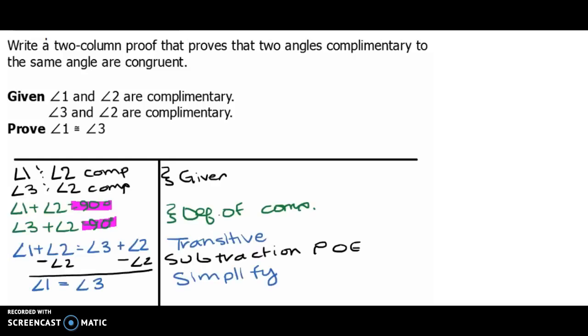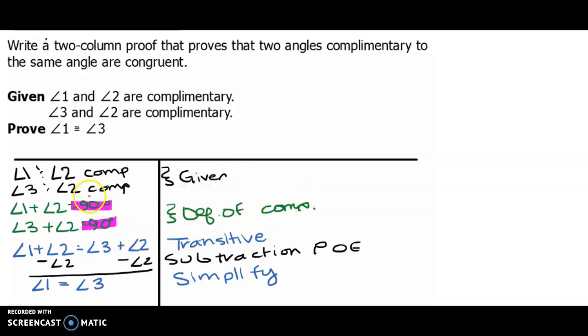All right, guys, hopefully you've done it on your own. Hopefully you've gotten through it. So angle 1 and angle 2 are complementary. Angle 3 and angle 4 are complementary. That's given. Okay, so well, what does it mean to be complementary? Well, that means you add them up, they equal 90 degrees. So that's just definition of complementary.